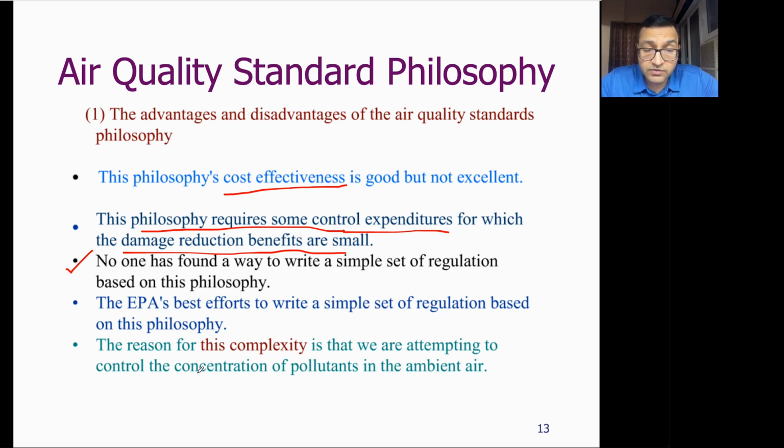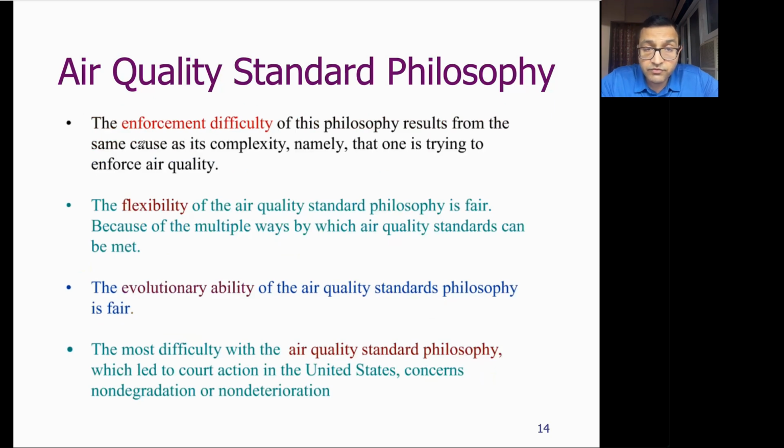The reason for this complexity is that we are attempting to control the concentration of pollutants in the ambient air. Those concentrations are a result of multitudes of factors. There's not just one factor at play, and how those factors play out in a certain scenario could vary by time, month, season, day, or time of day. It's highly variable, so that introduces inherent complexity. And for this reason, the enforcement difficulty of this philosophy results from the same cause as its complexity, namely that one is trying to enforce air quality.